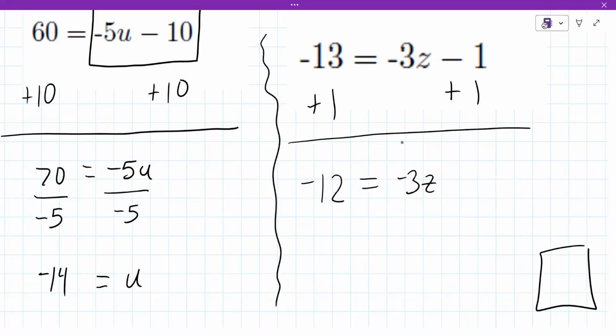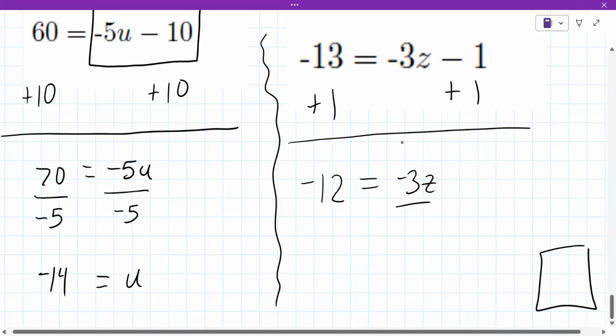What would the final answer be? -4. Close. You're dividing both sides by -3. So you have two negatives. That means the final answer is positive. Just 4, yeah.